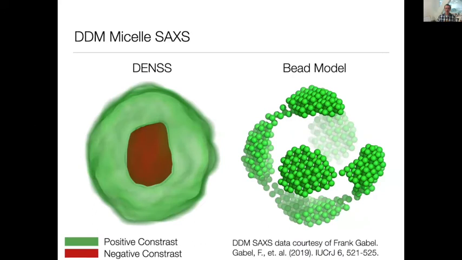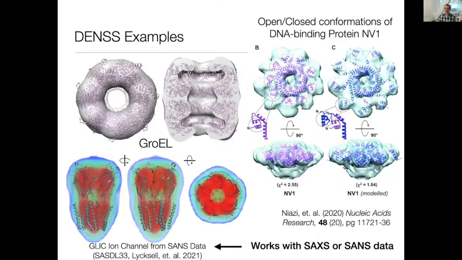Here's another example where we have a DENSS reconstruction on the left of a DDM micelle, which has a strong negative contrast in the interior. You can see that here. I'm just coloring it. Green is positive and negative is red. And then if you take that same data and you attempt to do a bead model, it does not do a particularly good job. All right, here are some examples of DENSS. Symmetry obviously helps a lot with reconstructing these. Here we have GroEL. You can see the nice cavity.